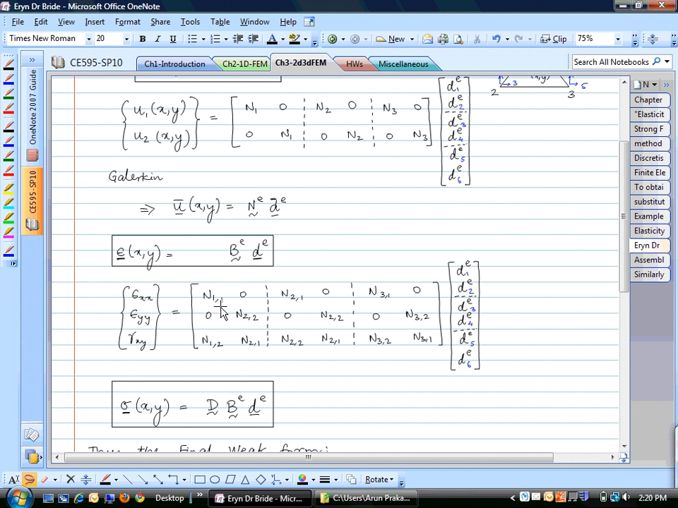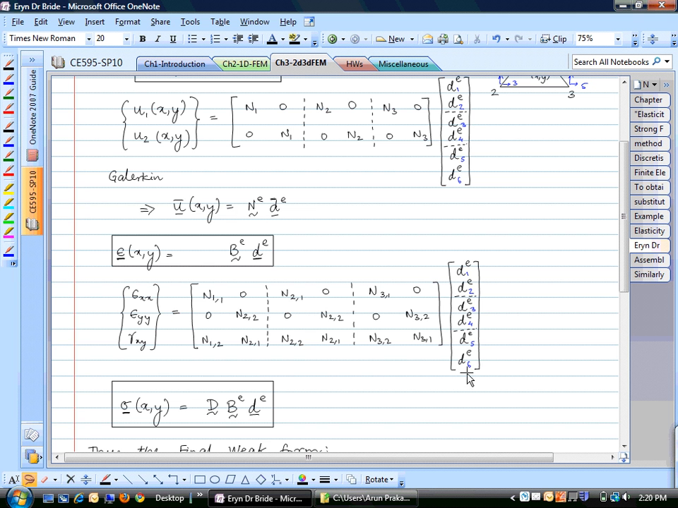N1, comma 1. Epsilon xx is nothing but u1, comma 1, right? So u1, comma 1 is this times this times this times this. You will get epsilon xx. Epsilon yy is the degree of freedom 2 times N2. So that would be u2, comma 2. So that gives you this row. Similarly, this is u1, comma 2 and u2, comma 1. That gives you this matrix.